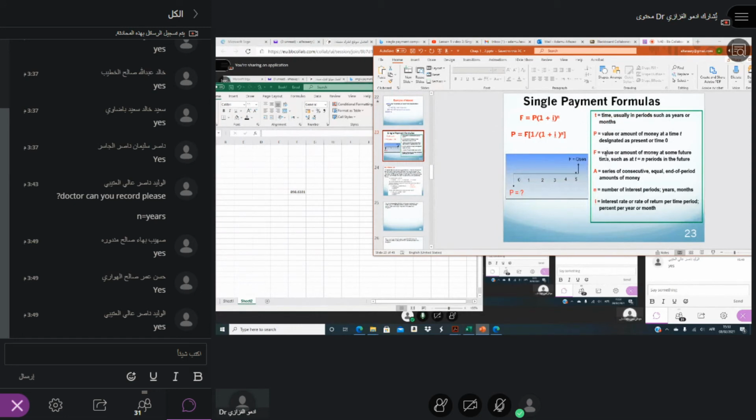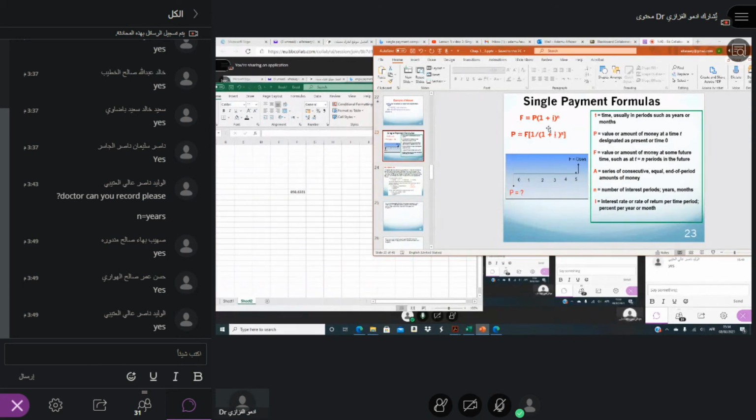So this is just the formulas that we looked at. We said the total amount, if you have the principal, that is the starting amount, multiplied by 1 plus the interest, raised to the power of the number of years. T is the time. P is the principal, F is the value or the amount of money at some future time, after some n periods of years, n is the number of periods, that is how many years, while i is the interest rate.